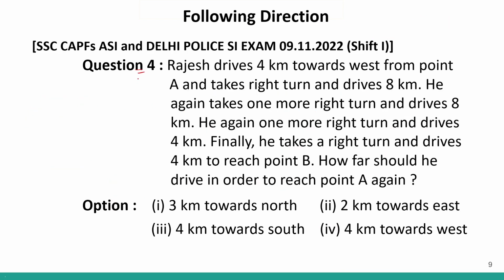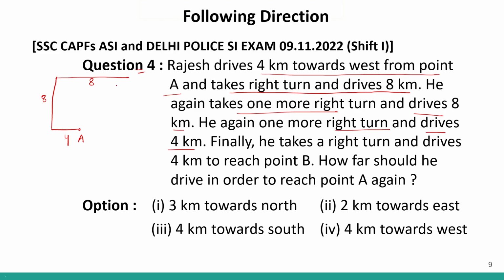Now, question number 4. Rajesh drives 4 kilometers towards west from a point A. So let's say this is point A. And we are driving 4 kilometers west. So this direction. And then he takes a right turn and drives 8 kilometers. So right turn and 8 kilometers. He again takes one more right and drives 8 kilometers. So one more right will be this direction and riding for 8 kilometers. Then one more right turn and drives 4 kilometers. So one more right will be this direction and 4 kilometers.